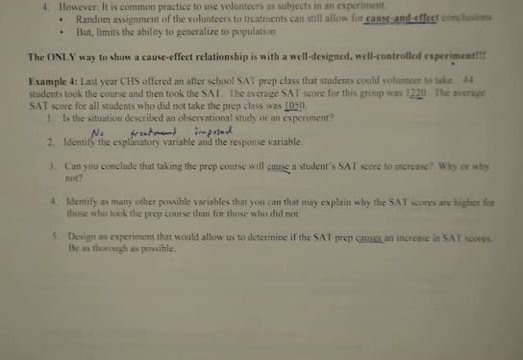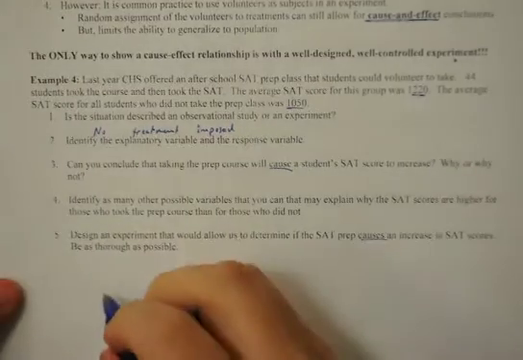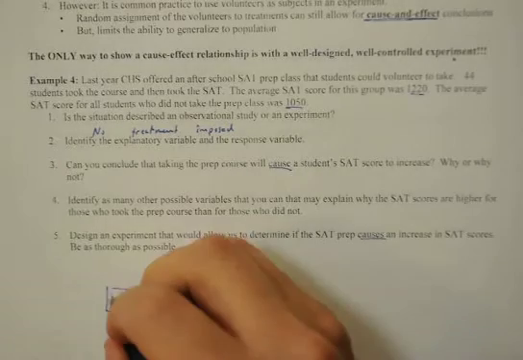How do you get 100 juniors just randomly? You could do an SRS. You could give every junior in the school an identical slip of paper, number them, put them all in a hat, pick out numbers. We now have a random number of 100 juniors. And then we randomly split them up so that half take the prep class and the other half don't. So you start with your experimental units, your 100 juniors.